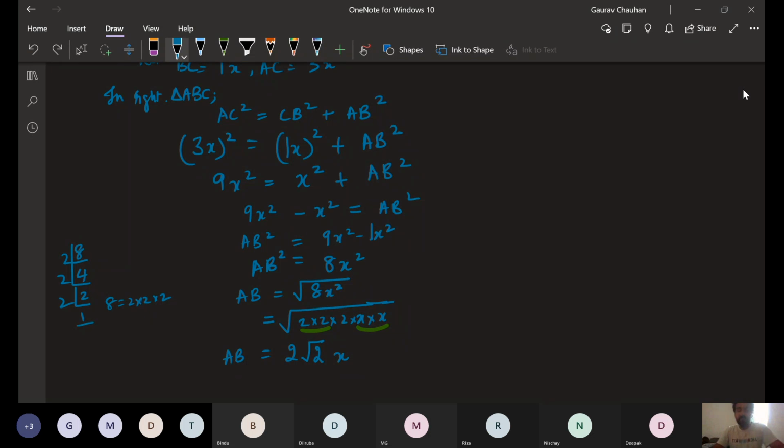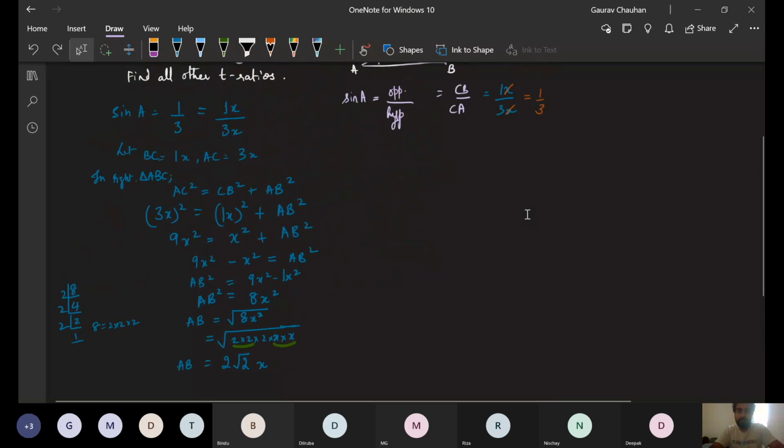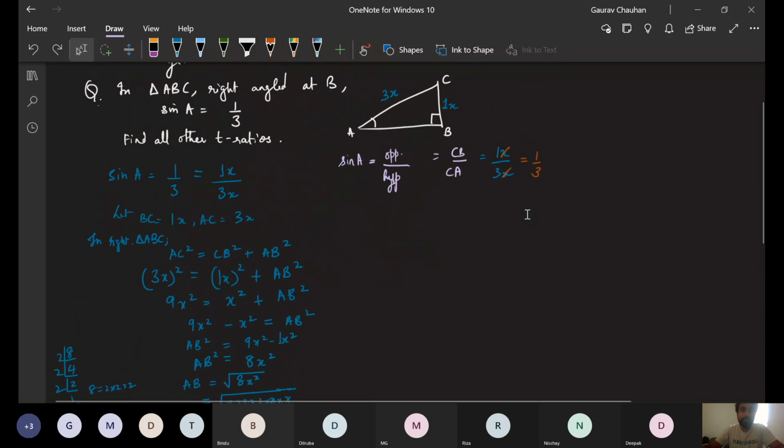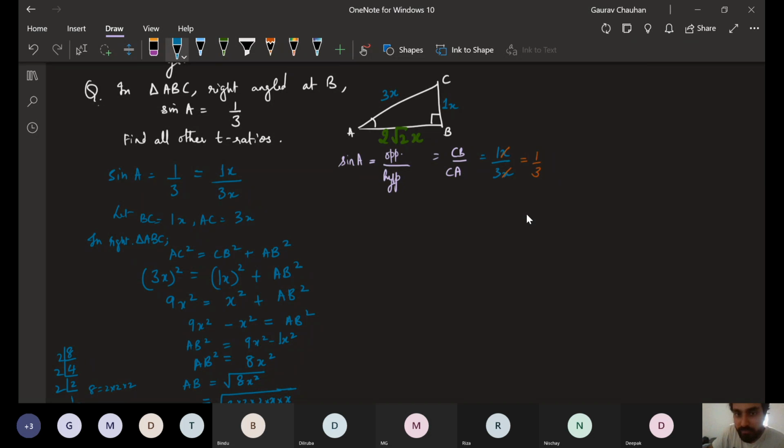Okay. Now, 2 root 2x. We found AB in terms of x. Now we know this part has become 2 root 2x. Now, can we find the other t ratios? Can we find cos A? Can someone find cos A for me? Anyone? G, go ahead.